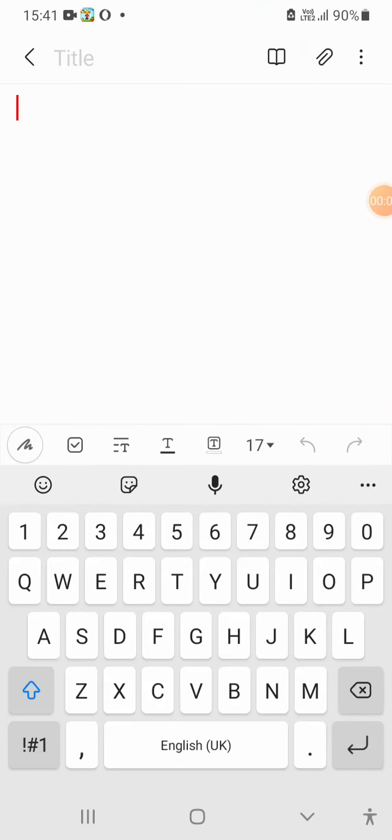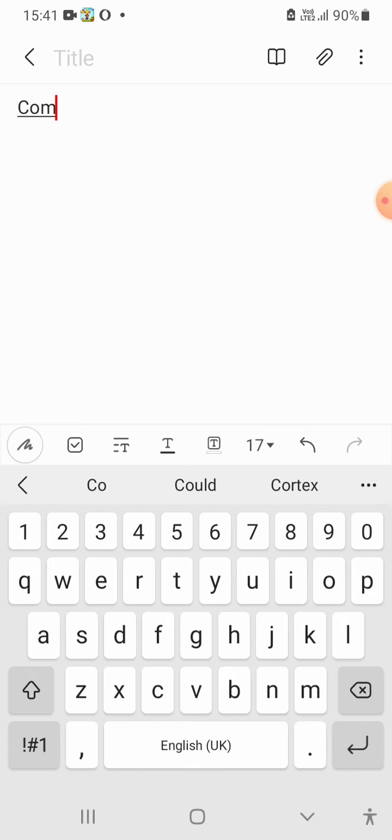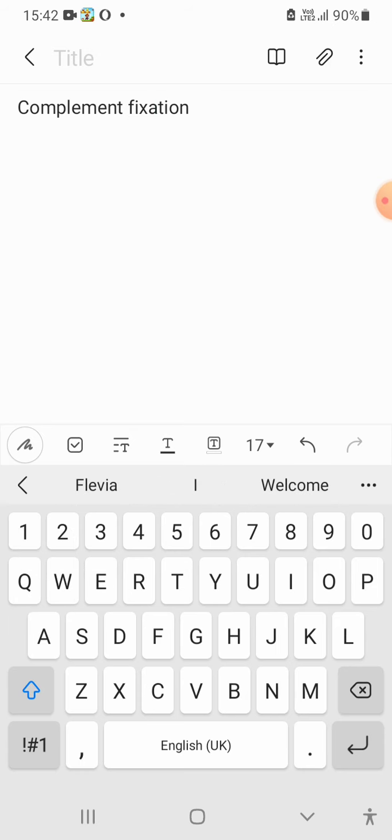Welcome back. Today we are going to look at complement fixation. Complement fixation uses classical activation of complement system as the principle on which it is based.